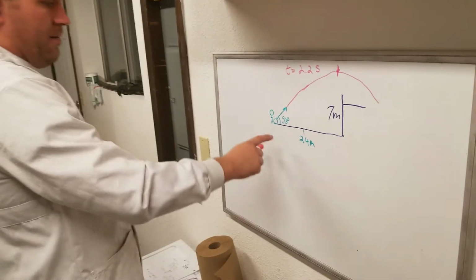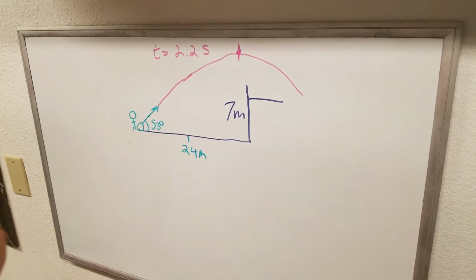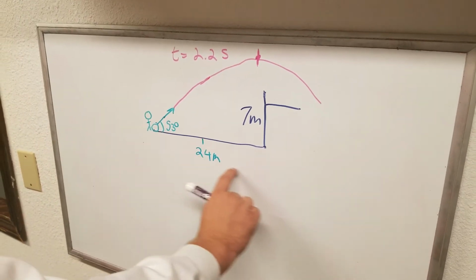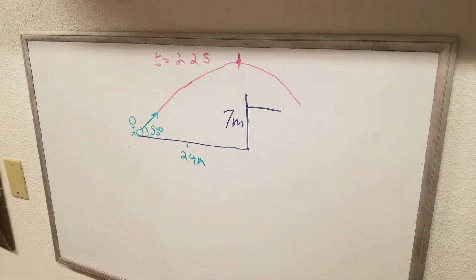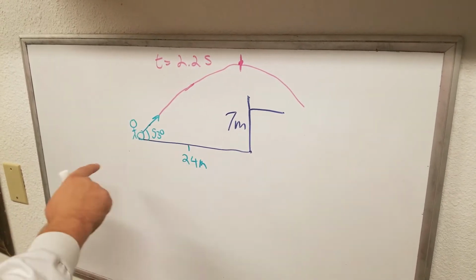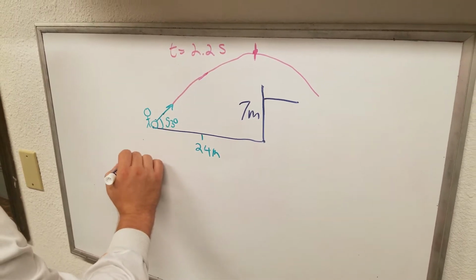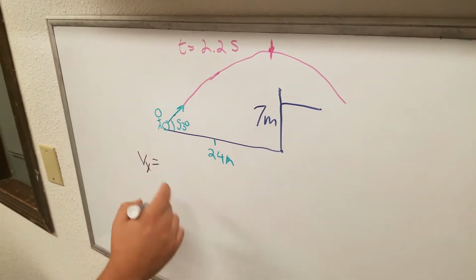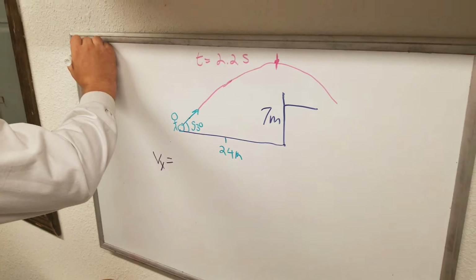So, I know it took 2.2 seconds to come here. Well, that goes along with this 24 meters, right? So we know we went 24 meters in 2.2 seconds, just in the horizontal, right? So in the X, I'm going to say velocity in the X direction has to equal distance divided by time. Remember our base equations, I'll write it over here.